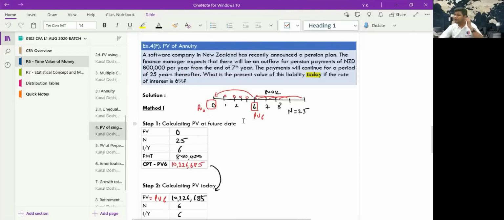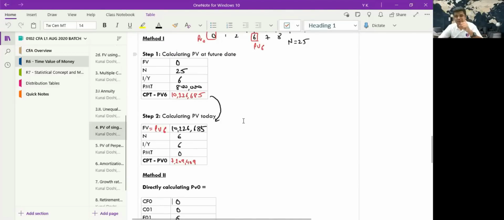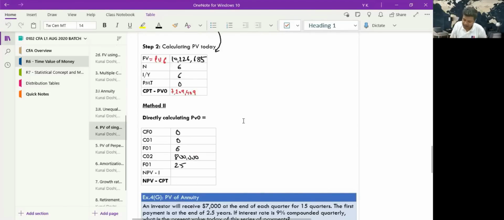After that, when you press the down arrow key, you have to press NPV. Your rate of interest there is 6. Then you press the down arrow key again, you get your NPV, you press compute, and you'll directly get this answer. Are you getting it, everyone? Isn't this more interesting now?